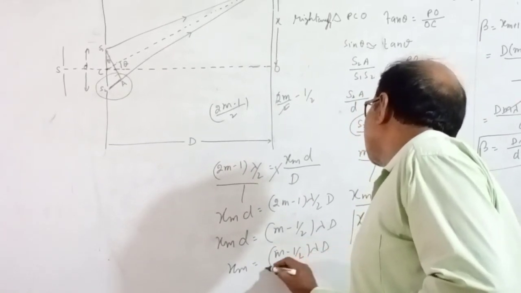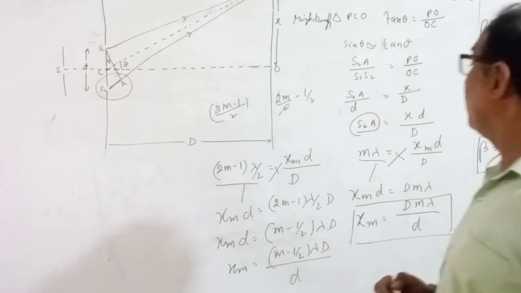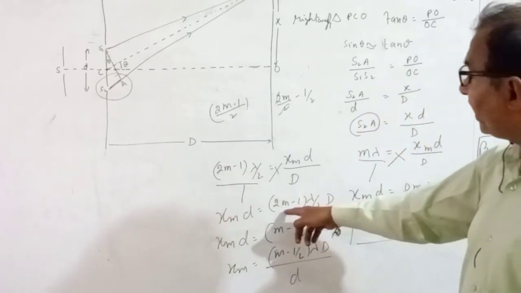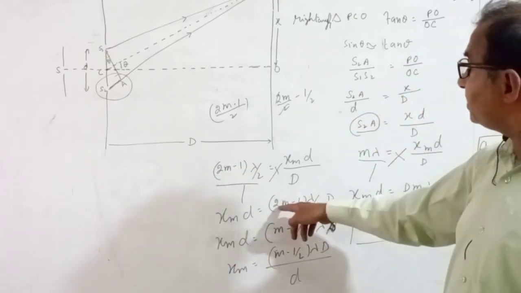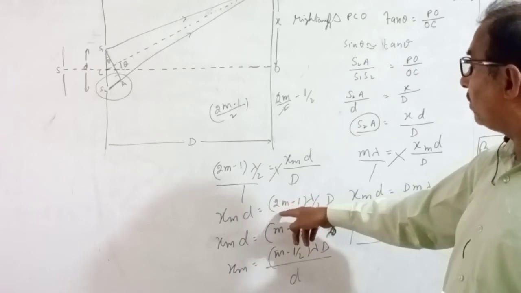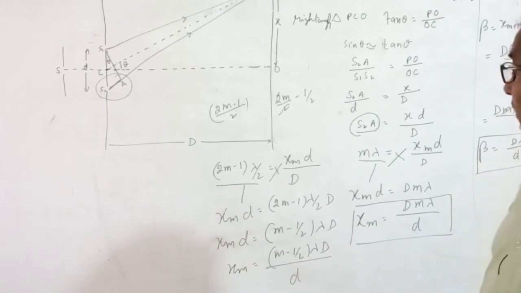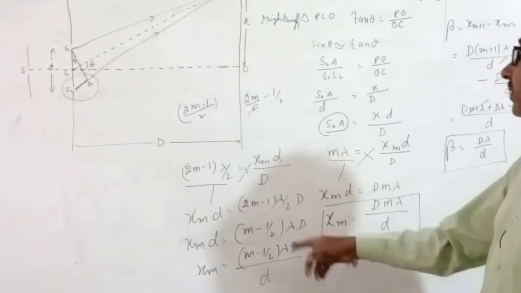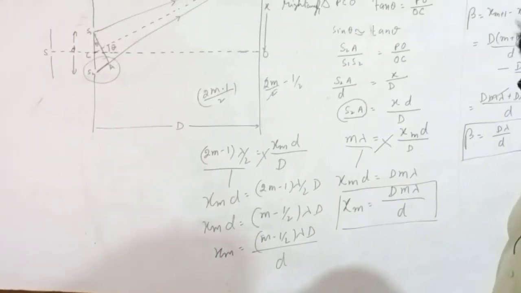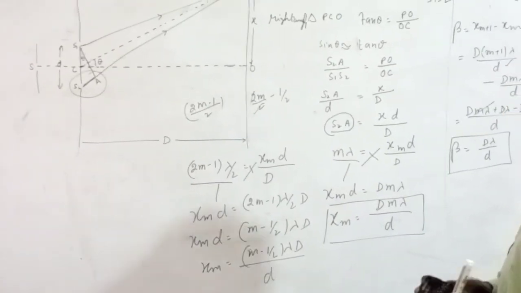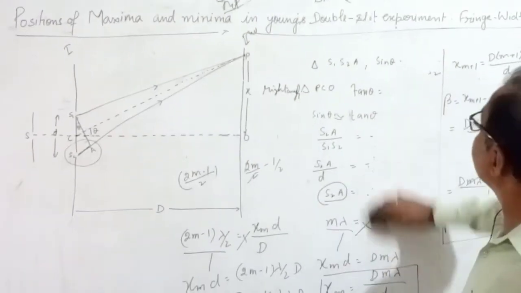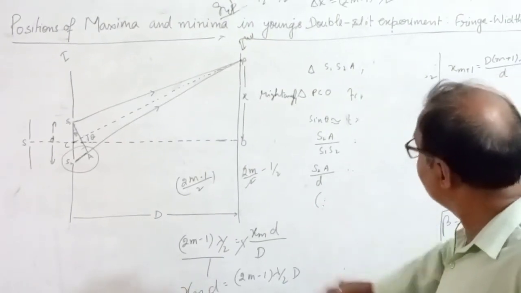upon small d. Don't confuse this: half you have taken inside. So this is your fringe breadth for the dark fringe. Okay, now I can remove this.